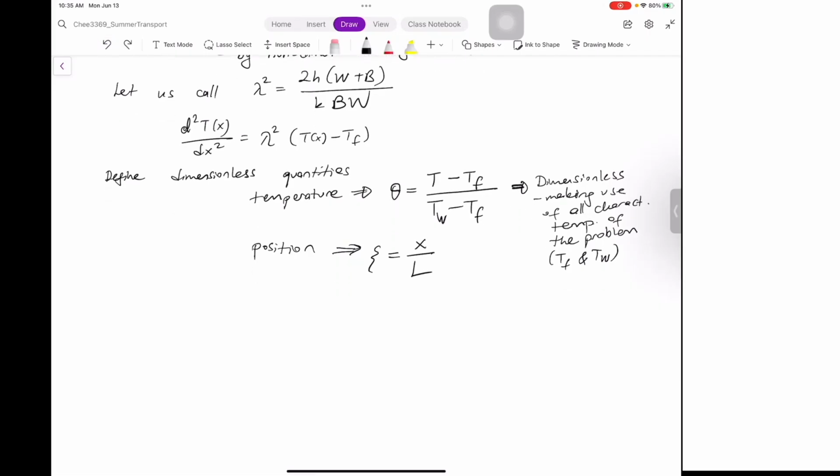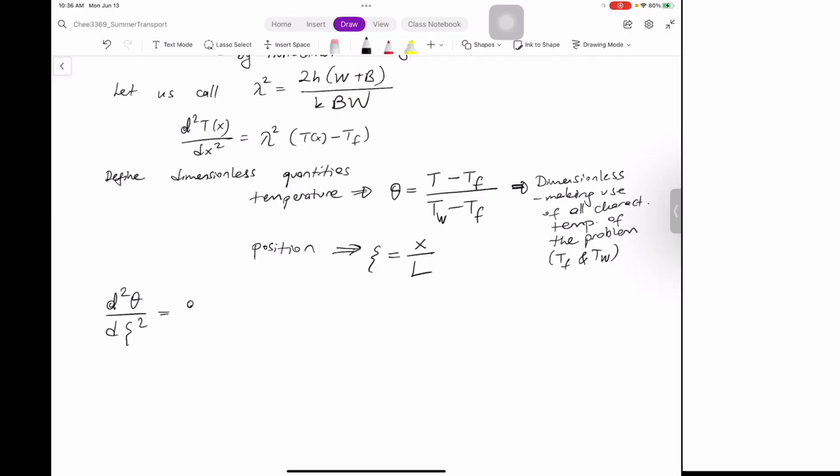So let's convert this to d squared theta over d psi squared. Okay, so you're going to convert it to that form. And in order to do that, I'm going to start from d squared theta over d psi squared, and see how many d squared T over dx squared that is, or what is the conversion factor between the two, right?